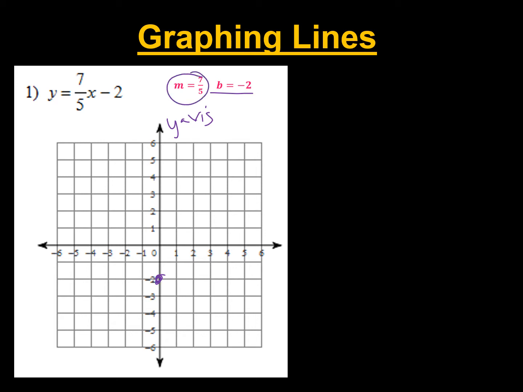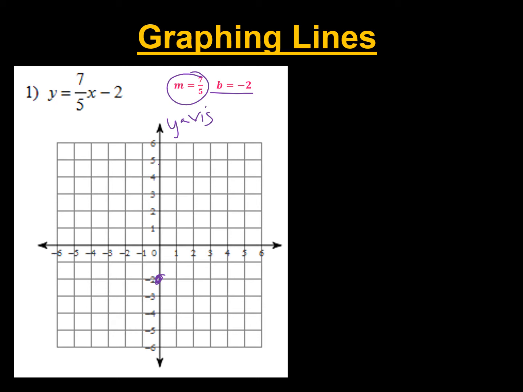So remember, that's the rise over the run. So I'm going to rise 7 and I'm going to run 5, and those are both positive. So if I rise 7, I'm going to count 7 up, and then I'm going to count 5 in the positive direction, which is to the right.